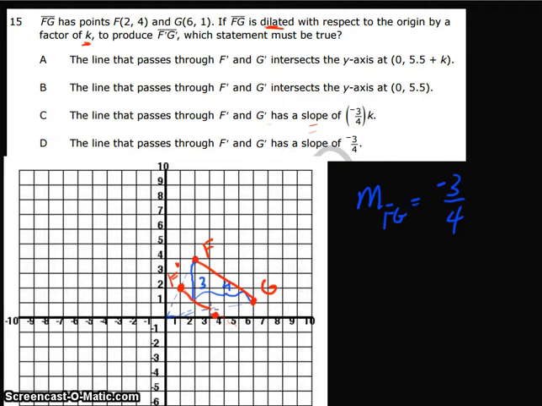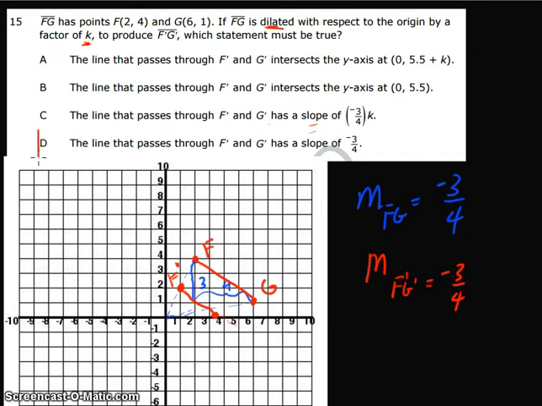If you look at the lines very carefully, they are parallel, and parallel lines have the same slope. So the slope of F prime G prime would be -3/4. Dilating about the origin actually maintains the slope of the two lines. So the correct answer is the line that passes through F prime G prime has a slope of -3/4, which is the same as the slope of FG.